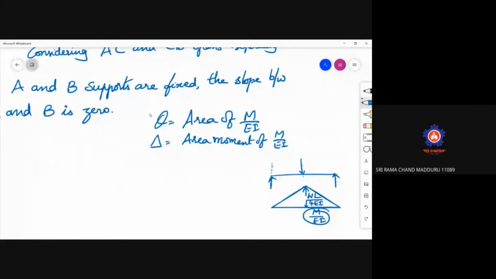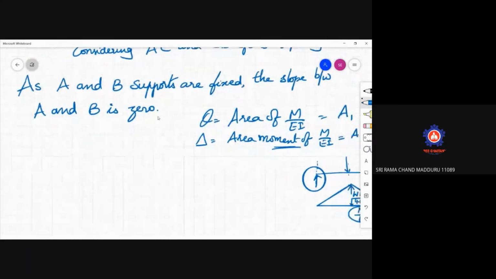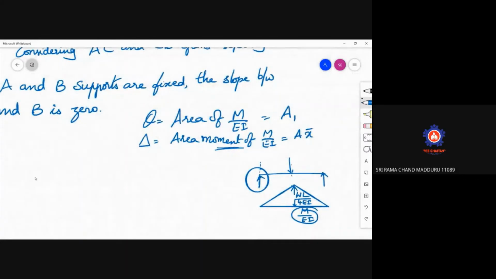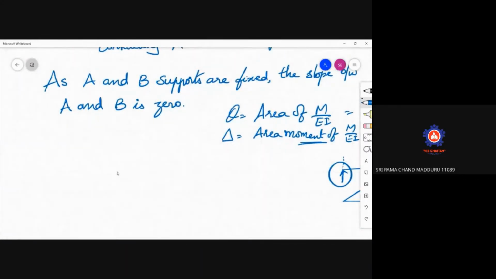So if I want to calculate the slope at this point, I can take the area of M by EI, and from this I will get the slope. Area moment is nothing but, along with this area, I need to consider the CG of this entire area. So this is A1, and you can consider A into X bar, that is the area moment. Now here I am talking only about the slope, not the deflection. So I will consider only that between the A and B supports, the slope is 0.